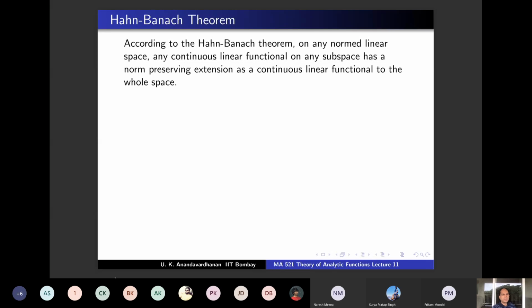And should I say a few more words about the statement, or is the statement clear? You have X, a normed linear space. You have a subspace M. You have a continuous linear functional given on M, you have given me, and I am asserting that there is a continuous linear functional on X whose restriction to M is the linear functional that you have given me. Then there's one more condition on norm preserving, which we don't really need. Is the statement clear?